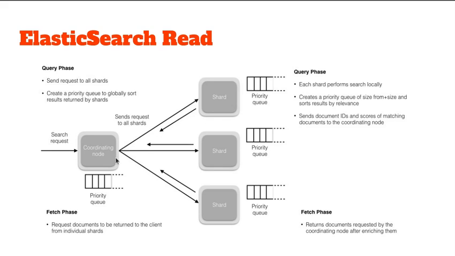So when all of the shards return their results to the coordinating node, it creates a priority queue to globally sort those results returned by the shards, and then for the top 10, it asks all the shards to give it the documents. Each of the shards then will fetch the certain documents according to the document ID which the coordinating node has asked for, and it will return those documents to the coordinating node, and the coordinating node will subsequently return those documents to the client. And this is how the read function works in an Elasticsearch cluster.